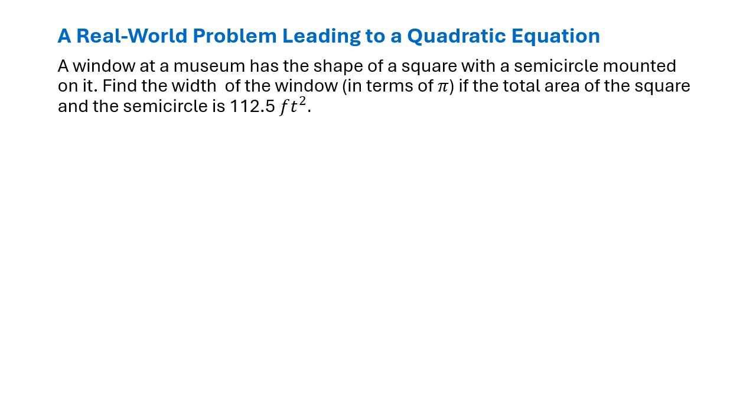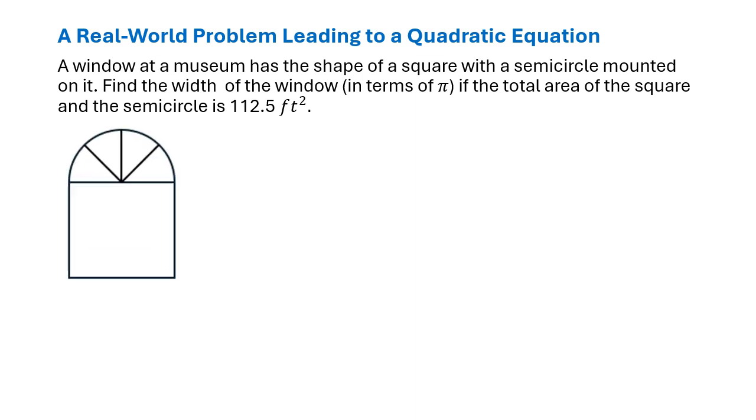All right, so in my mind, I'm thinking about how I can model this problem here. We have that the shape of the window is a square and a semicircle mounted upon it. I can model the problem like this: we have a square and then the semicircle mounted on that. So this is the picture I'm thinking in my mind.